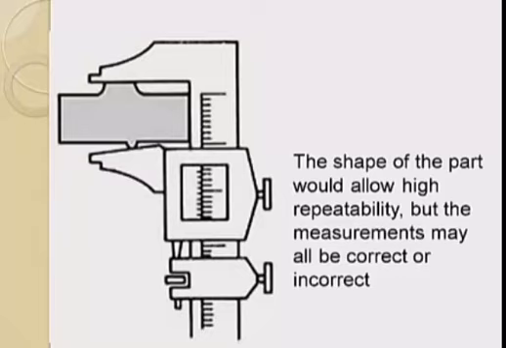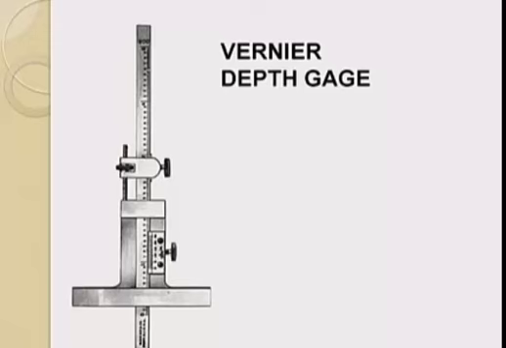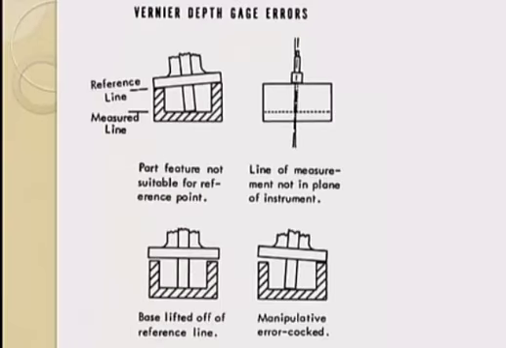Notice you have a small feature that can cause that jaw to cock because the pressure is concentrated in one area. The vernier depth gauge. Vernier depth gauges increase the accuracy that you can get. Although adding a vernier scale to a depth gauge increases the resolution versus a direct reading depth gauge, you can still have errors if it's improperly used.